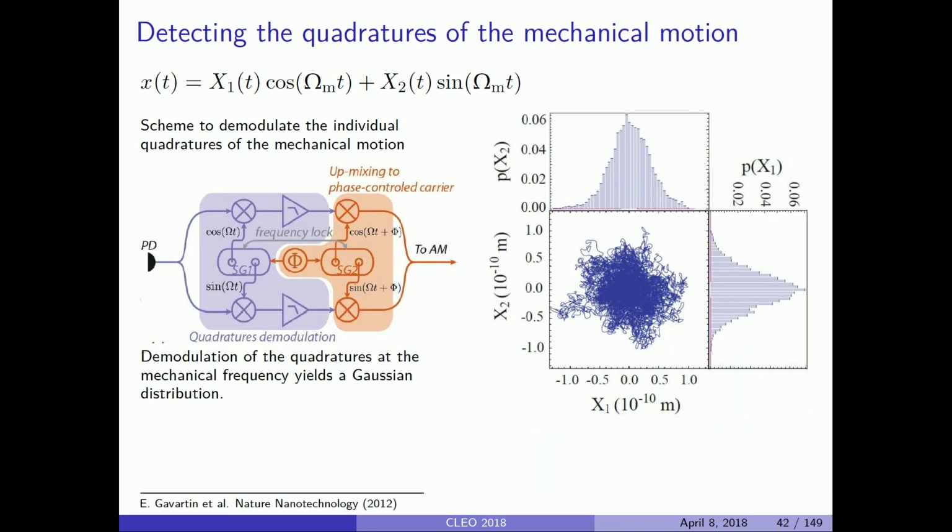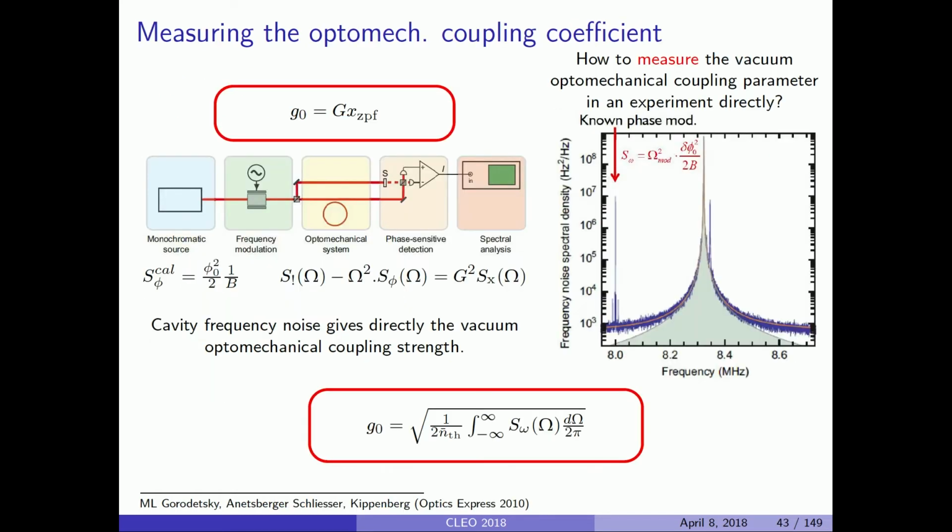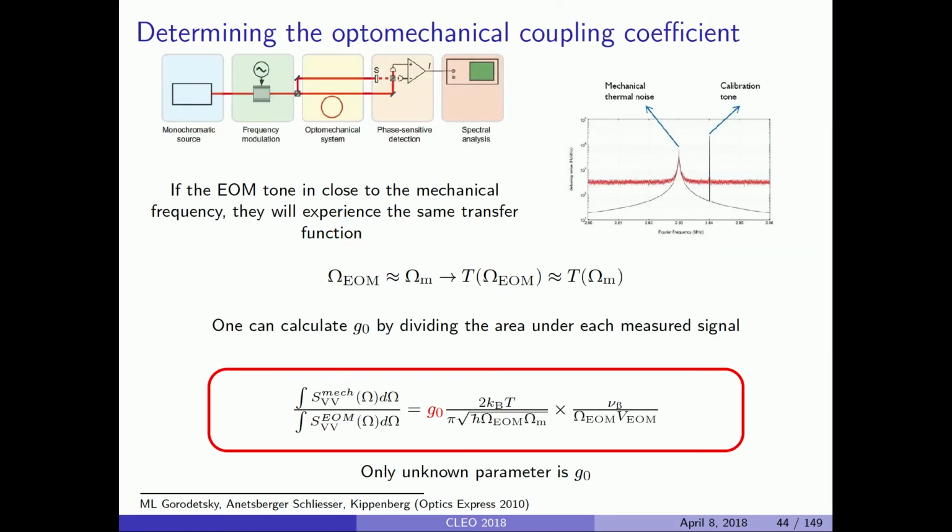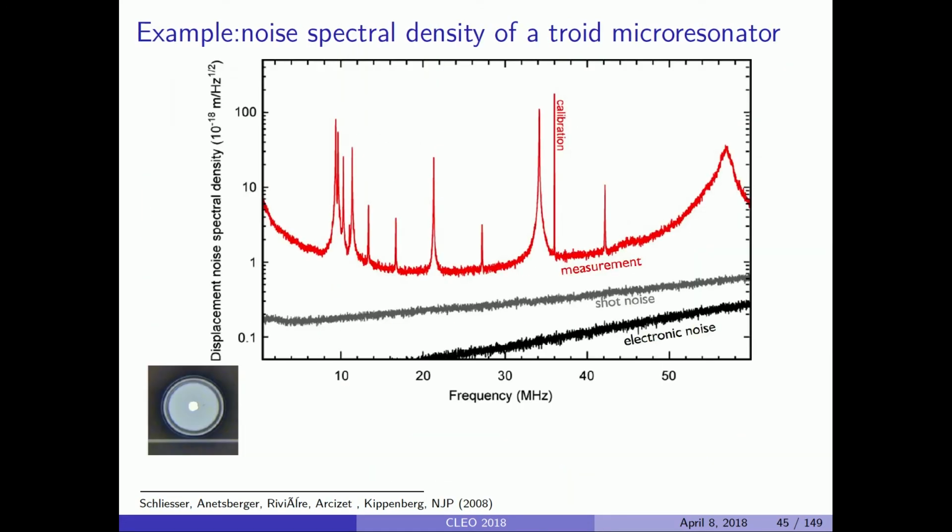Now, just very briefly on this Brownian motion. What you can do is also take the signal from the mechanical oscillator, decompose it into its sine and cosine quadratures, and then you can reconstruct this Brownian motion in phase space. And again, if you try to recover the Brownian motion picture, you have Brownian motion in the x1 and x2 quadratures of the mechanical motion. Okay, I wanted to speed up a little bit more and talk about other sources of noise.